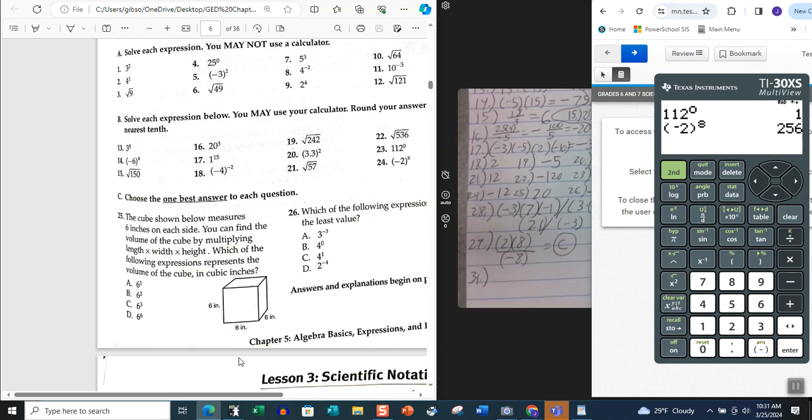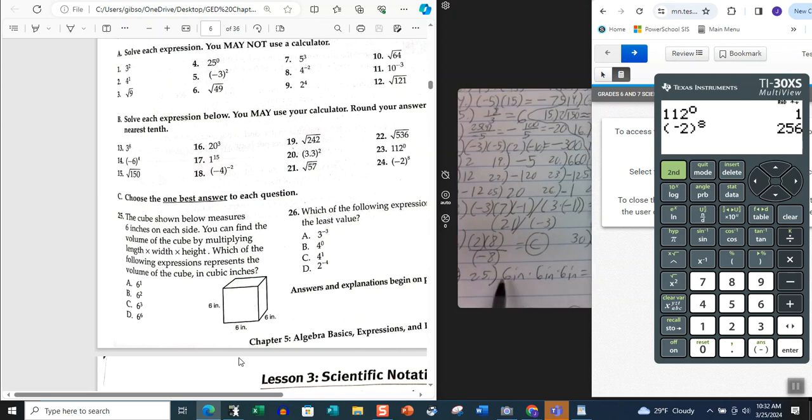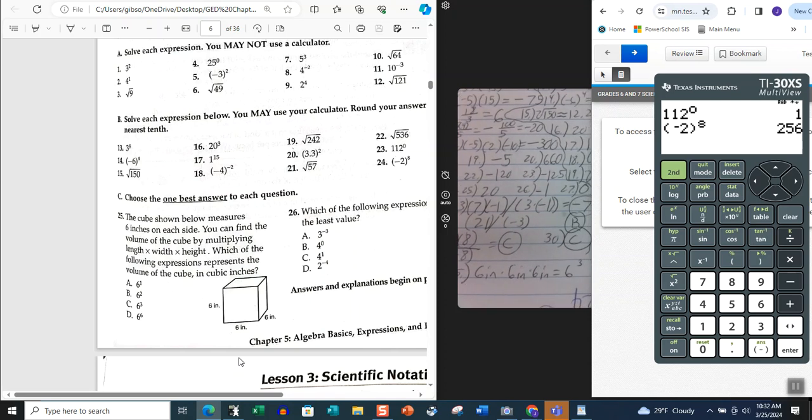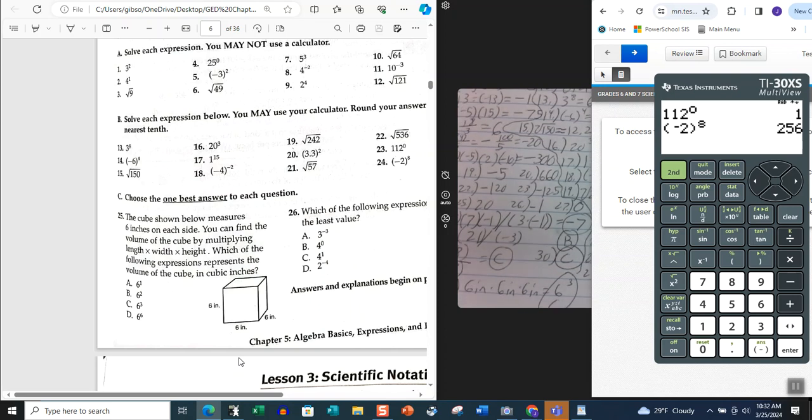So we have problem 25. We have 6 inches times 6 inches times 6 inches. Now we'll drop the inches and multiply. This is 6 multiplied by itself 3 times, which would be 6 to the 3rd power. So the one that most looks like that is C. So your answer here for 25 would be C. Now we go to 26.